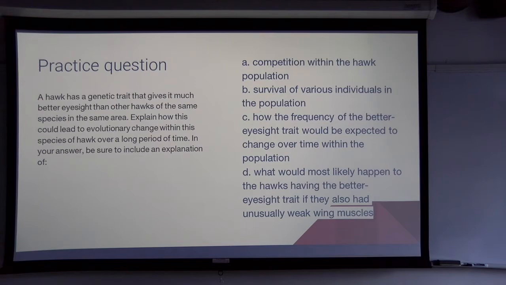Then the next one: what would most likely happen to the hawks having the better eyesight trait if there was also an unusual weakness in their wings? I want you to think about this one for a second. Let me give you a few seconds. Even though they have better eyesight, if they had unusually weak muscles in their wings, what do you think would happen? So give a second, process that. Think about evolution.